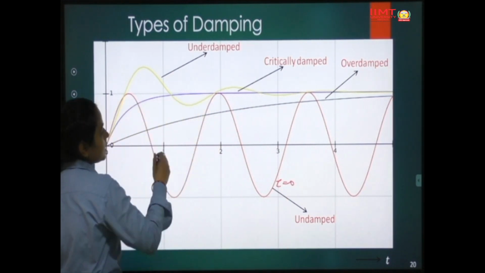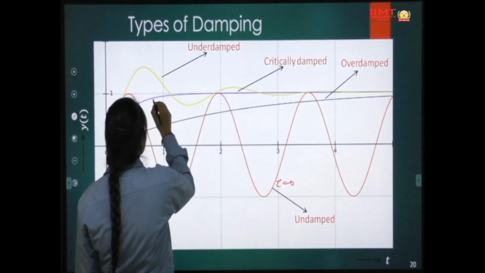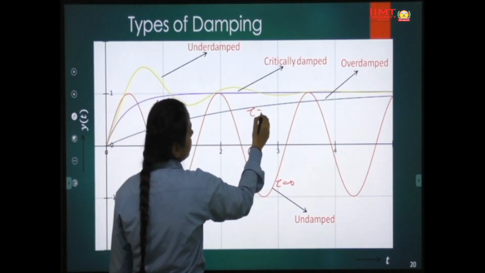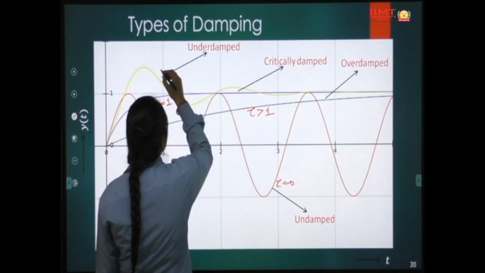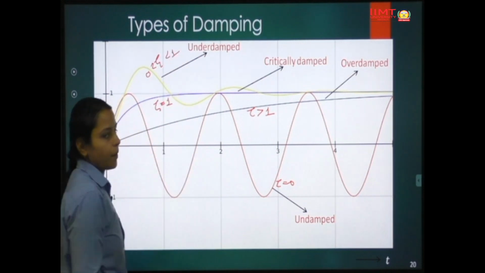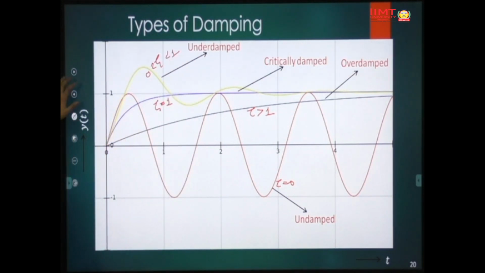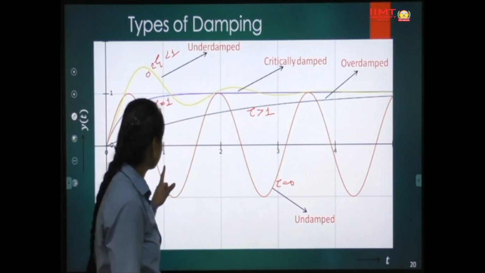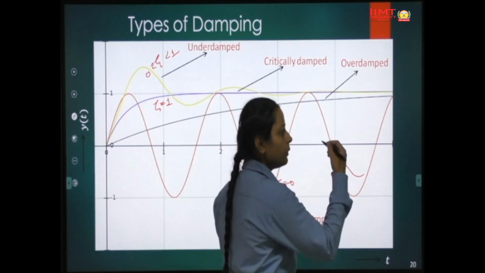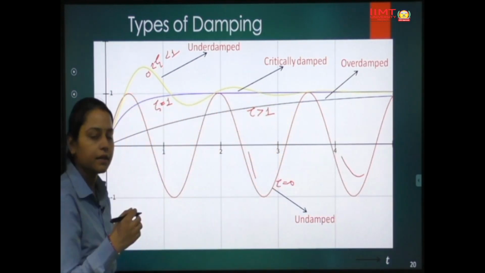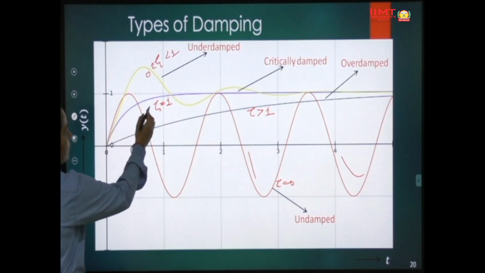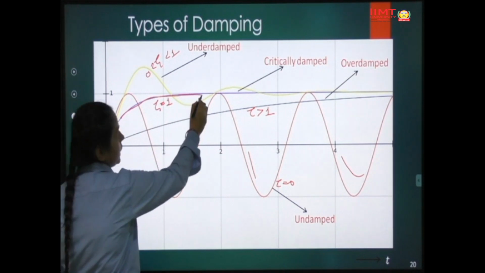Okay, for zeta equal to 1 we have a critically damped system, and for zeta greater than 1 we have an overdamped system, and for zeta between 0 and 1 we have an underdamped system. As you can see, for the undamped system we have oscillations. These oscillations are not decaying and will keep oscillating till infinity if we do not have any damping. And then when zeta is equal to 1, the purple line shows the critically damped system.